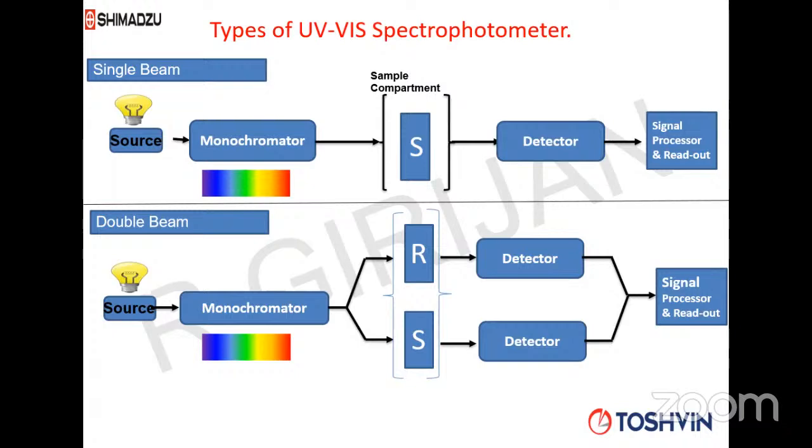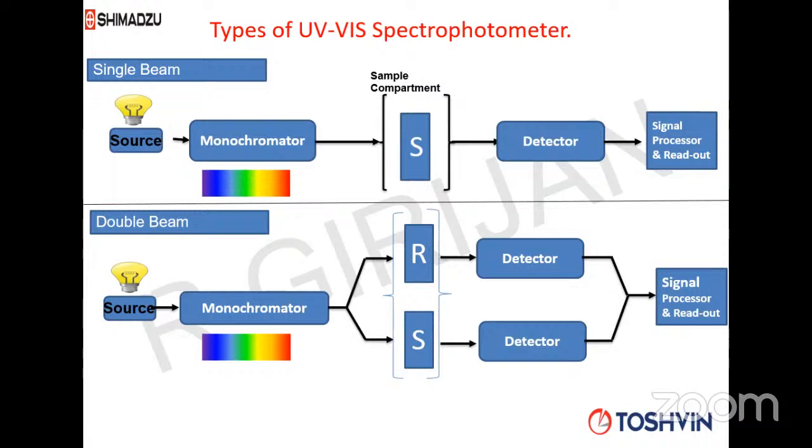And in double beam, below what I have shown is double beam. Whatever light is coming from the source will come to the monochromator. The monochromator will select the required wavelength, and then using a chopper, we will divide this monochromatic light into two parts. One part will pass to the reference side and another part to the sample side simultaneously. So you are keeping the reference and sample simultaneously inside the sample compartment, and the monochromatic light passes simultaneously through the reference side and sample side.